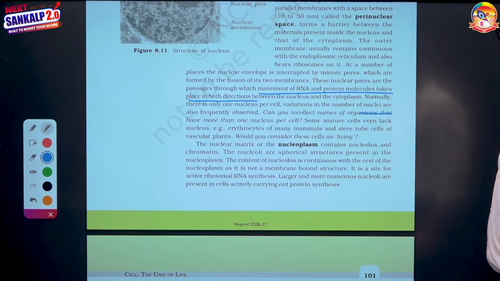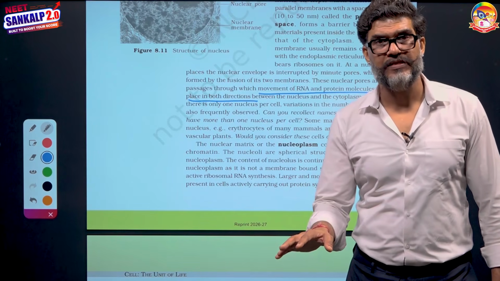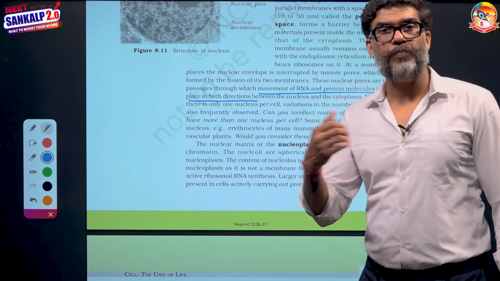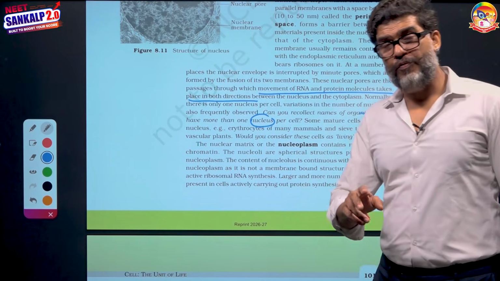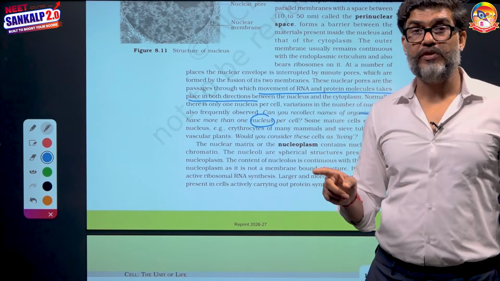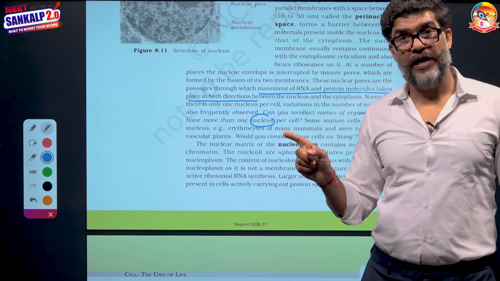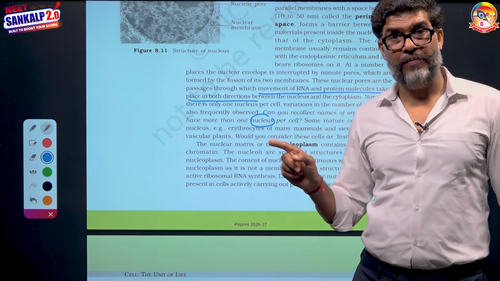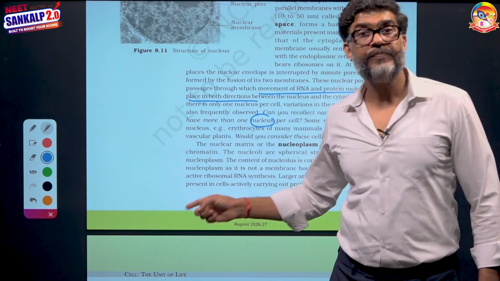Can you recollect the name of the organism that has more than 1 nucleus per cell? So I must tell you that any cell which is actively involved in protein synthesis, the number of nucleoli would be more. If they are asking about number of nuclei more than 1, you must remember you have discussed the ascomycetes and basidiomycetes, where after plasmogamy, karyogamy does not happen immediately. So dikaryotic mycelium forms, and they have more than 1 nucleus.